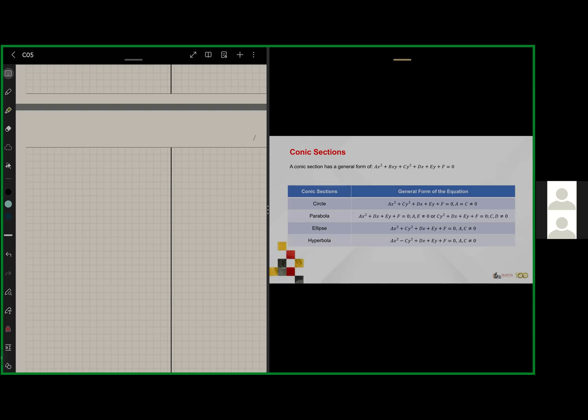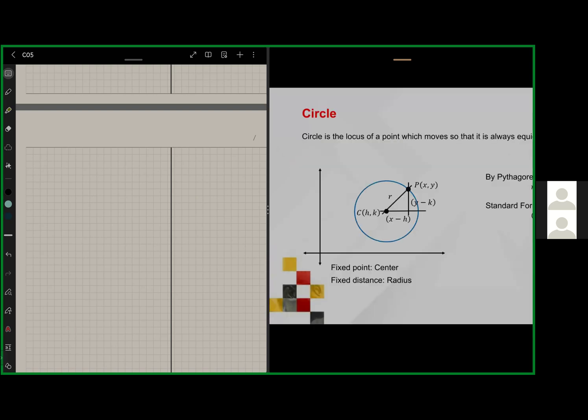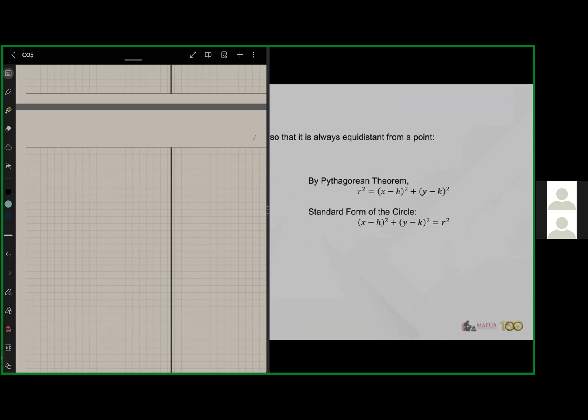Here are the general formulas: the circle, the parabola, the ellipse, and the hyperbola. Please remember that these are the general formulas we have. Next is the circle. A circle is a locus of points which moves so that it is always equidistant from a point. From the Pythagorean theorem, we get the standard form of the formula of the circle: x minus h squared plus y minus k squared is equal to r squared.